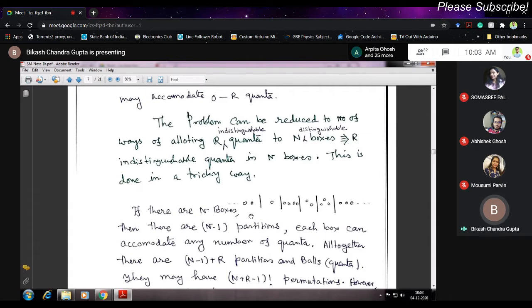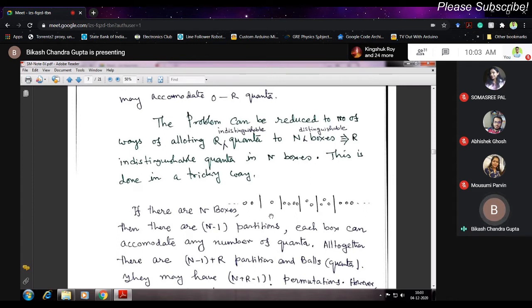So basically you see you have so many quanta. Now you can think of this entire system as r balls and n boxes, that means n minus 1 partitions. Okay. 1 2 3 4 5 6, you have partitions 1 2 3 4 5. So the n boxes remain as they are, but in between you have n minus 1 partitions, and there are r number of balls you have.